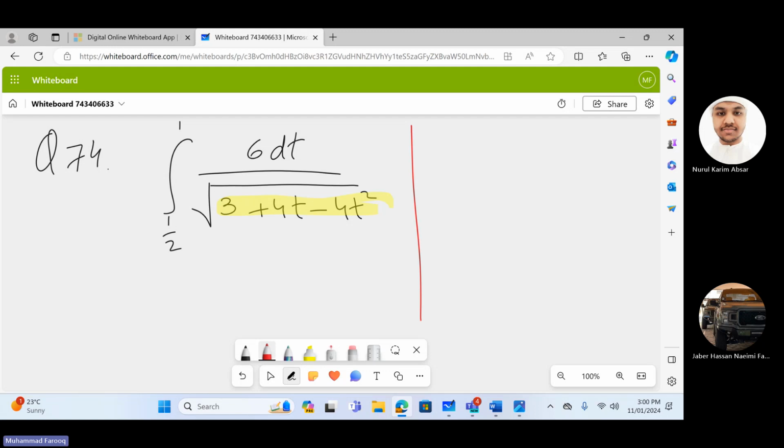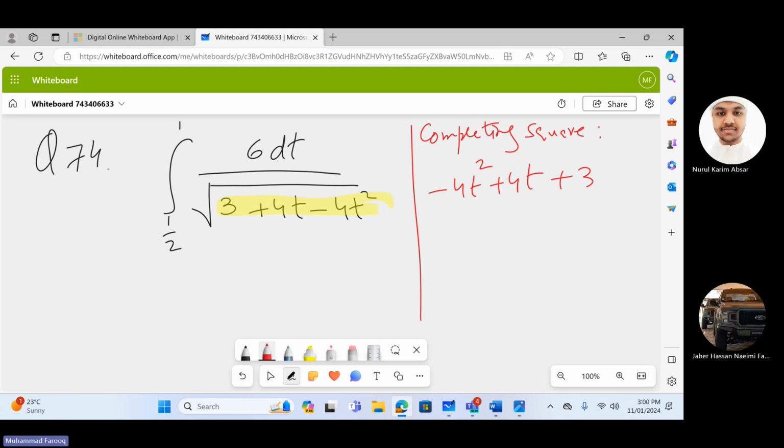So I rewrite. Which method am I using now? Completing square. Why? Because I need the formula a squared minus x squared, or a squared plus x squared, or x squared minus a squared. One of these three will be there. Start now: minus 4t squared plus 4t plus 3.